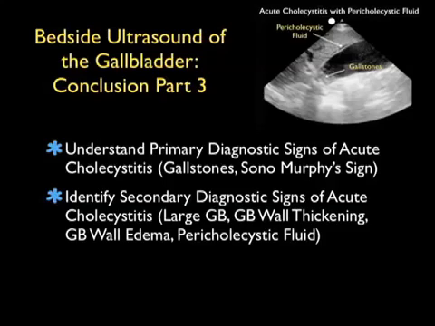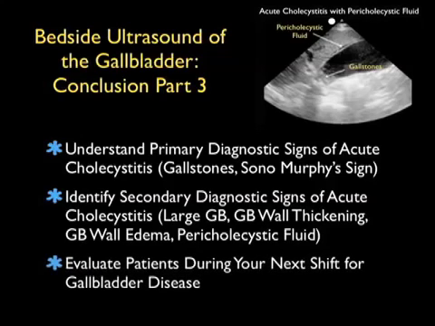I hope also that you can identify some of the secondary diagnostic signs of acute cholecystitis, that is a large, distended gallbladder greater than 10 centimeters, with gallbladder wall thickening greater than 3 millimeters, the presence of gallbladder wall edema, and also finally the presence of pericholecystic fluid. So now I believe you're ready to evaluate patients during your next shift for gallbladder disease and acute cholecystitis.